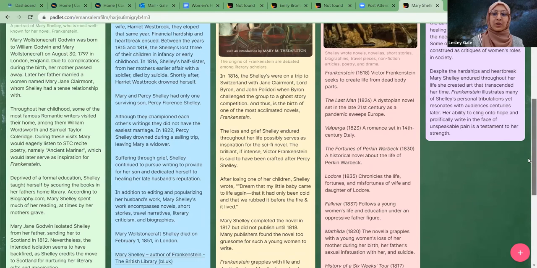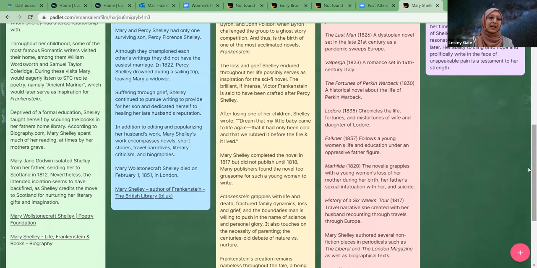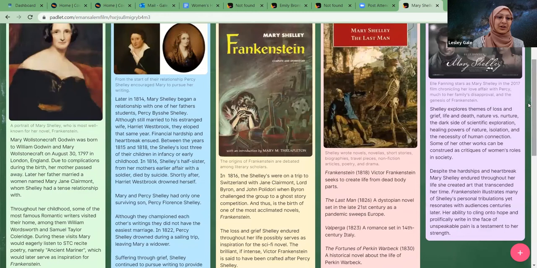Although she was deprived of a more formal and structured education, she spent a lot of her time reading in her father's library, and by doing so, she was more self-taught. Later in 1814, she would cross paths with one of her father's students, Percy Shelley, and even though he was married, he was estranged from his wife, and he quickly fell in love with Mary. They eloped to Italy, and their relationship had a lot of ups and downs.